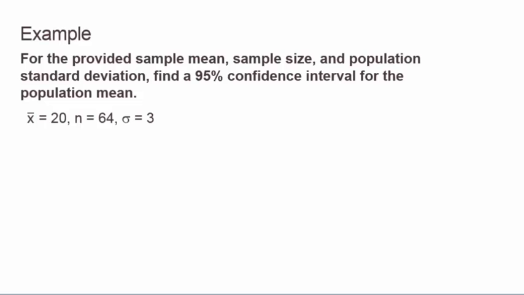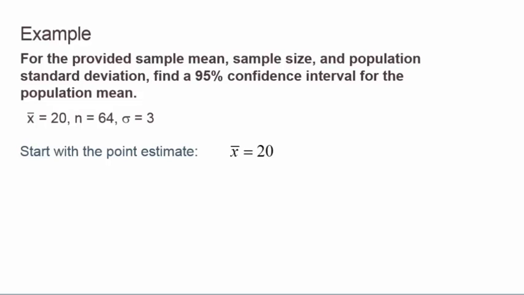Example. For the provided sample mean, sample size, and population standard deviation, find a 95% confidence interval for the population mean. We have a sample mean of 20, a sample size of 64, and a standard deviation of 3. To do this, we want to start with the point estimate. The point estimate for our mean is x bar equals 20.